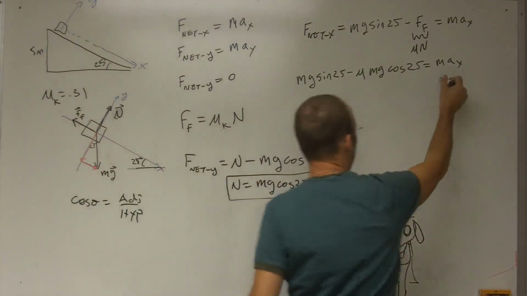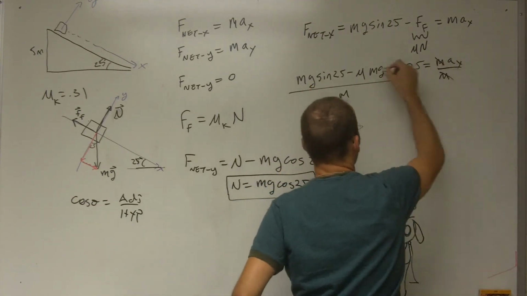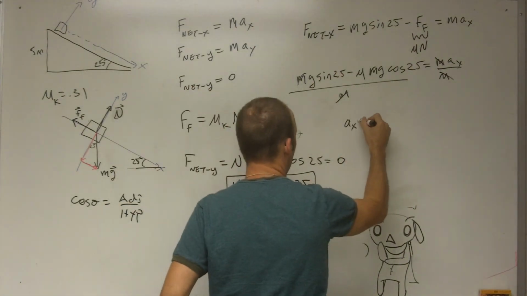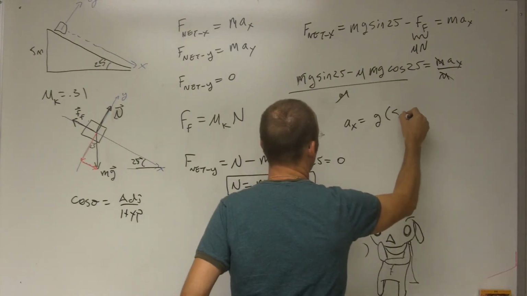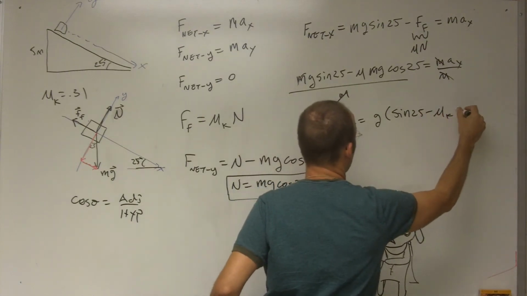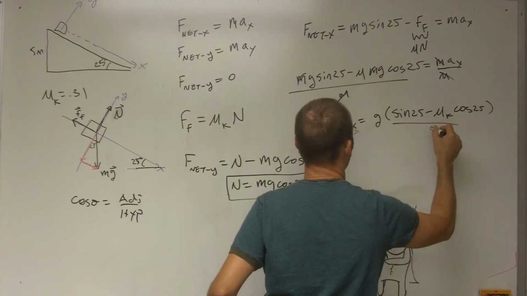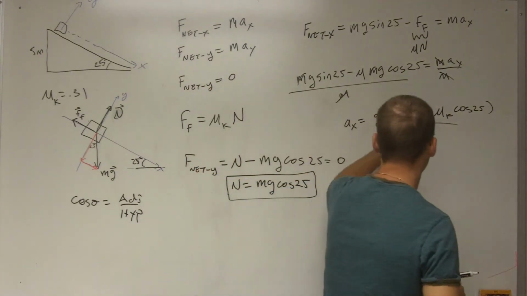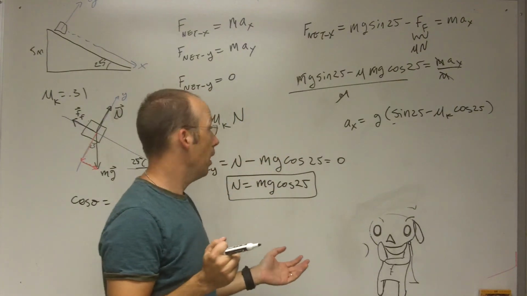So I can divide both sides by m, and you'll see it cancels everywhere. So I get ax equals g, I'll just write it as this, sine 25 minus mu k cosine 25. Oh, that's it. There's no m over, I already divided by that. Okay, so we can just check a couple things here.